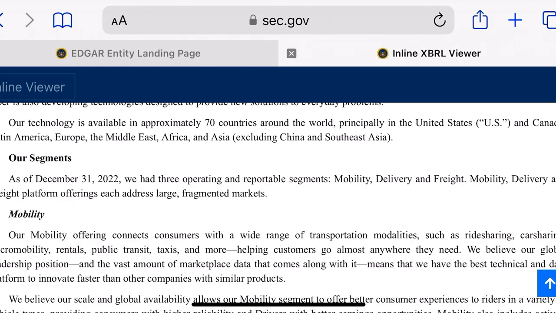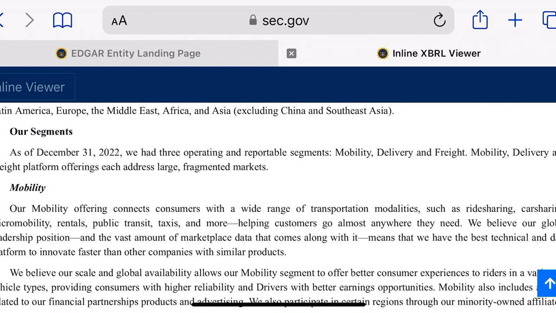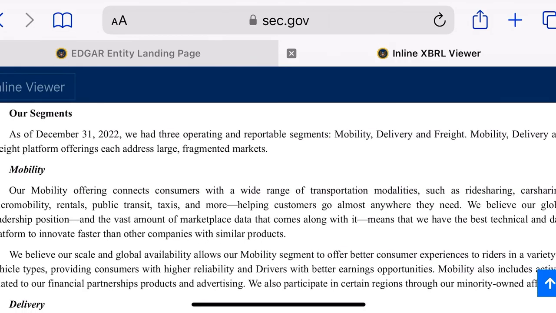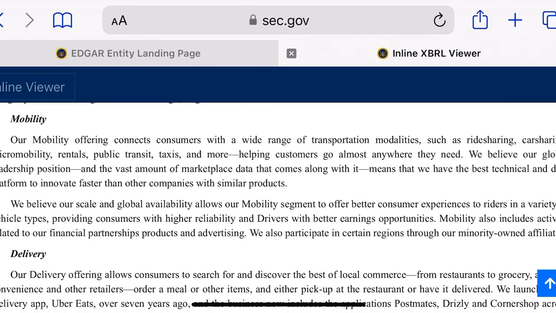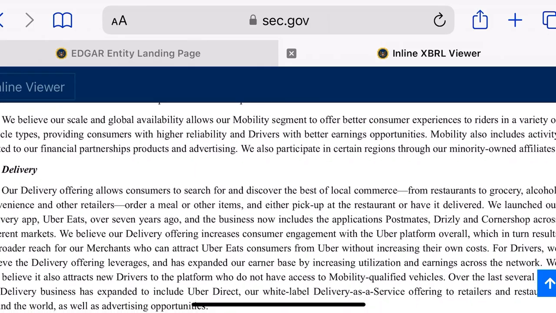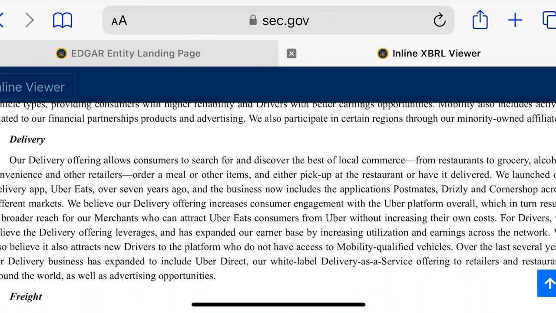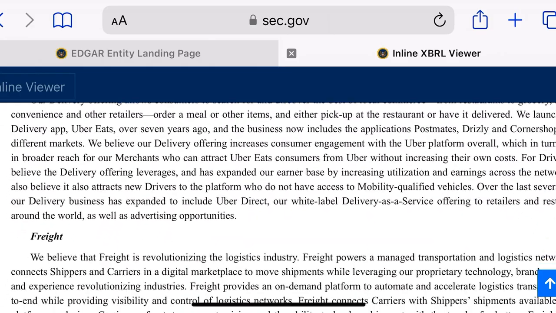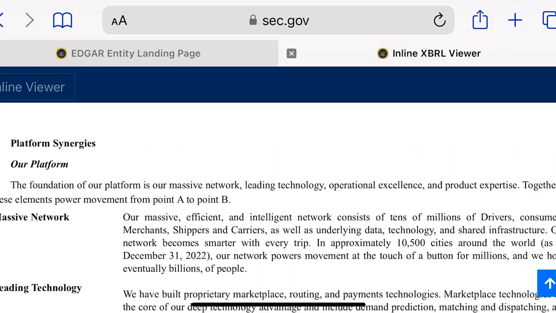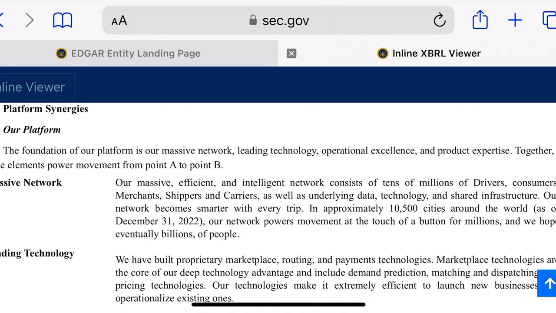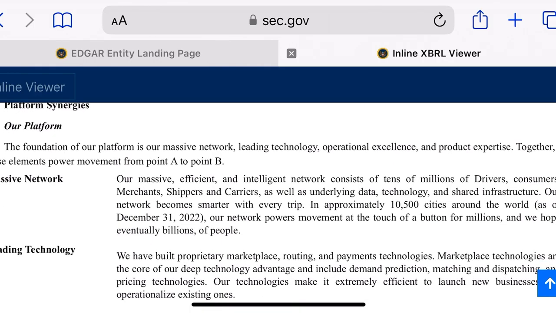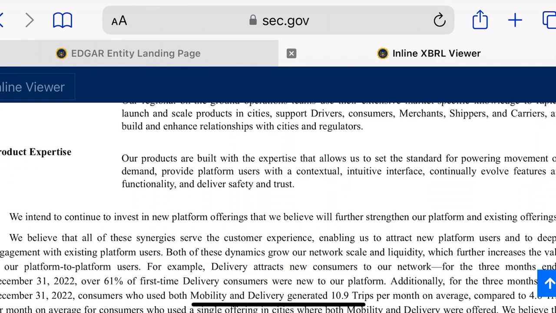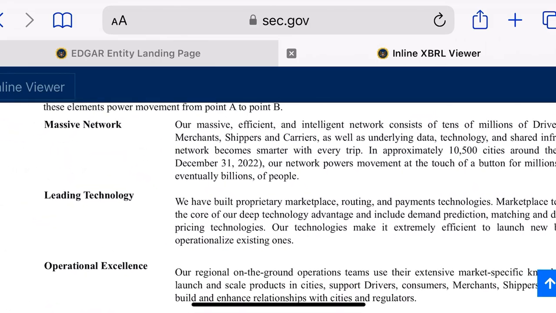Getting that money consolidated in the company. Again, so breaking out their segments, talking through what each segment is. So here, again, I want to make sure you can see it. Mobility, delivery, freight. Those are their main segments. And then going into platform synergies.